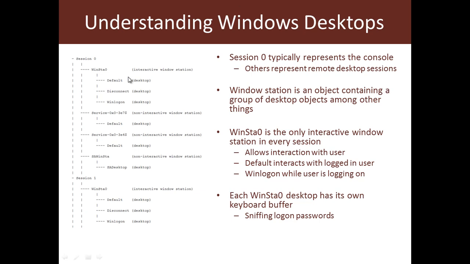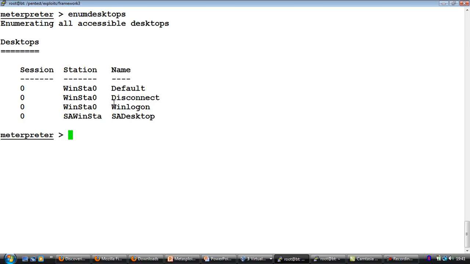Under WinSTA0, typically you have three different desktops. First, Default, which is basically where, after you log in, you probably run your programs, run Notepad, Microsoft Word, etc. Then Disconnect, and finally WinLogon. WinLogon is the familiar one where you actually enter your logon password to connect into the system. So with this in mind, let's now go back.